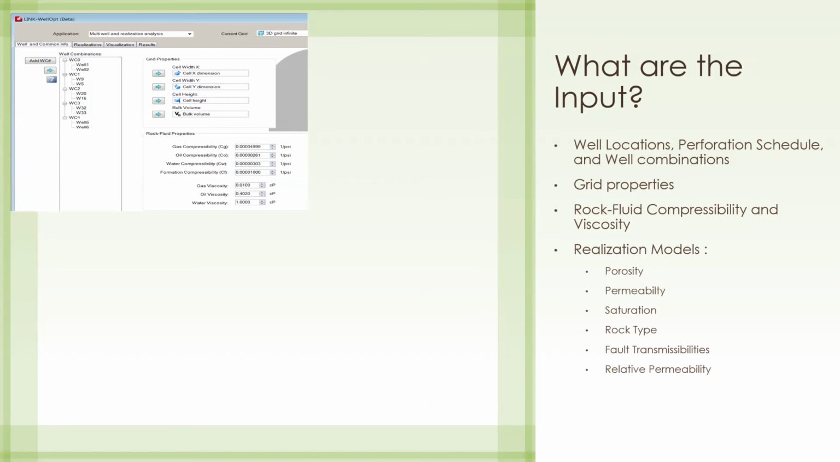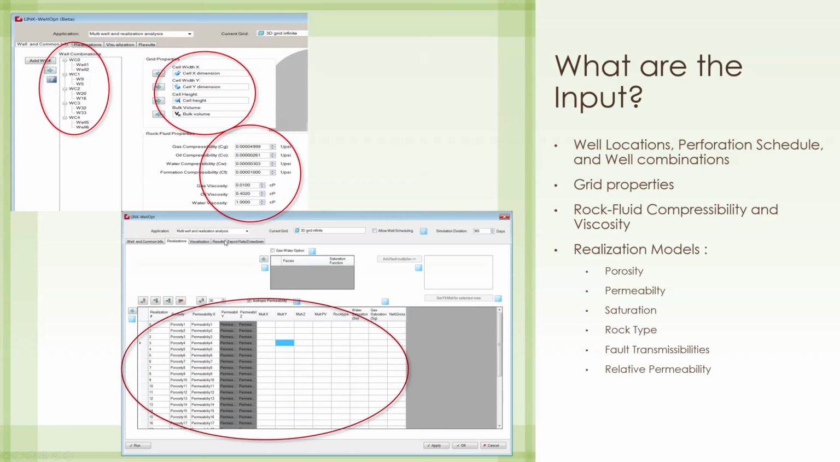The input that is needed by the program can be classified into two categories. The first one is common information. This includes well-related information such as location, perforation, schedule, and possible combinations, grid geometry information, and rock and fluid compressibility and viscosity. The second group is related to the reservoir model realization.